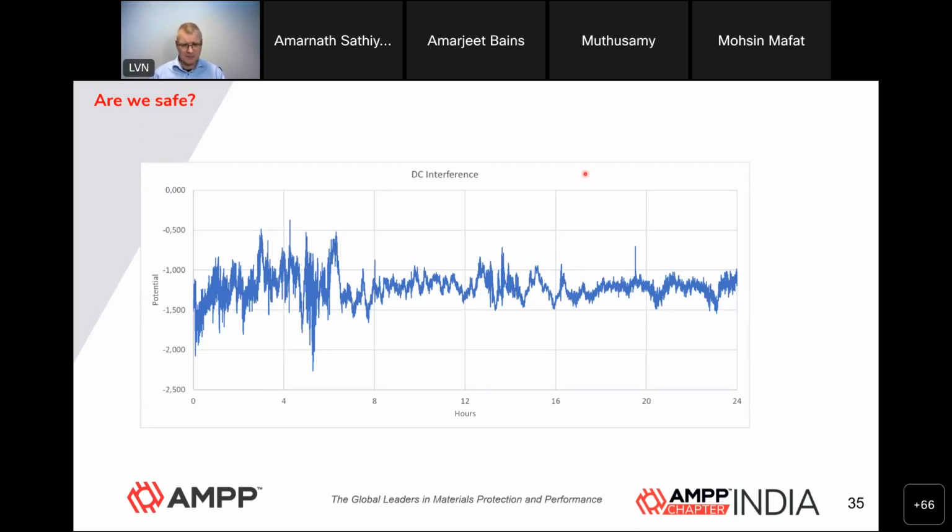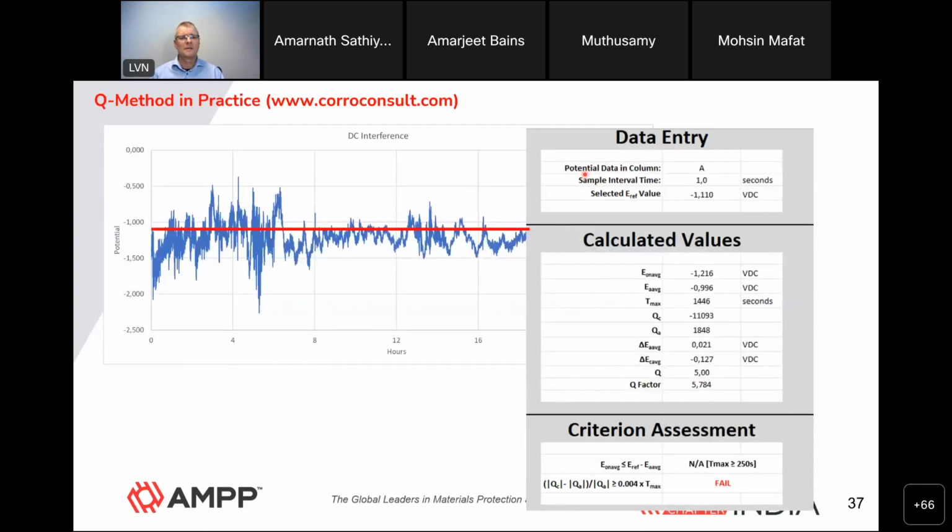But since you select it yourself, how do you select that potential? And how can you rely on that potential further on? I have been doing some analysis on this curve, actually with the help of the Consult website, which has an Excel sheet that you can use.